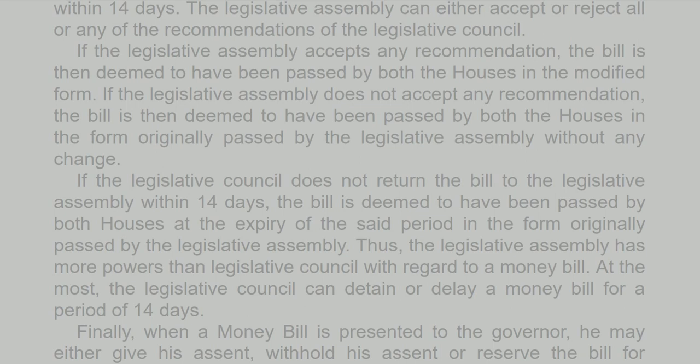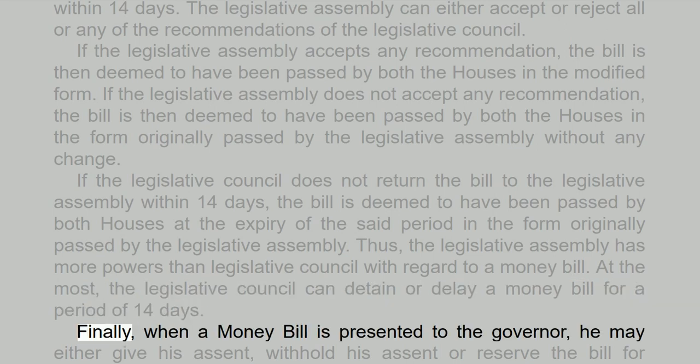The Legislative Assembly can either accept or reject all or any of the recommendations of the Legislative Council. If the Legislative Assembly accepts any recommendation, the bill is then deemed to have been passed by both the houses in the modified form. If the Legislative Assembly does not accept any recommendation, the bill is then deemed to have been passed by both the houses in the form originally passed by the Legislative Assembly without any change. If the Legislative Council does not return the bill to the Legislative Assembly within 14 days, the bill is deemed to have been passed by both houses at the expiry of the said period in the form originally passed by the Legislative Assembly. Thus, the Legislative Assembly has more powers than the Legislative Council with regard to a money bill. At the most, the Legislative Council can detain or delay a money bill for a period of 14 days.